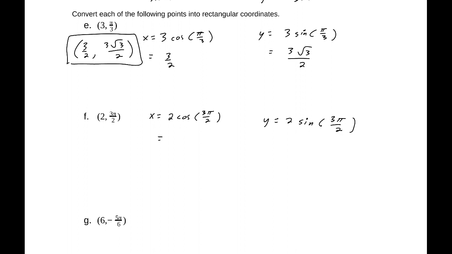So, all right, that means x is 0 because our cosine is 0 there. And our y at 3 pi over 2, that is negative 1. So our point is 0, negative 2.